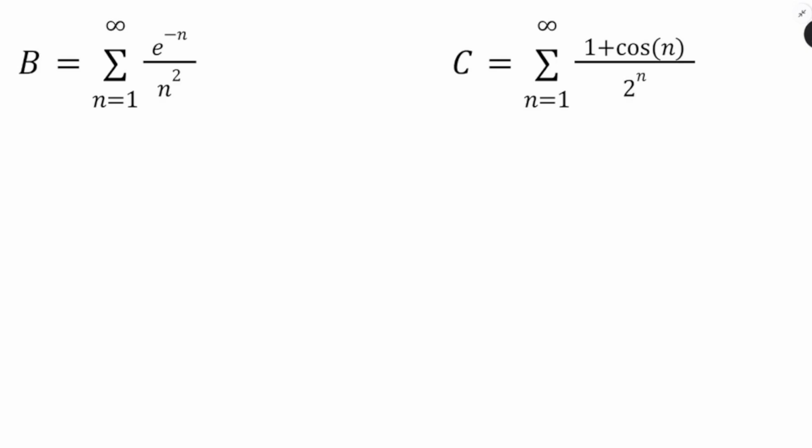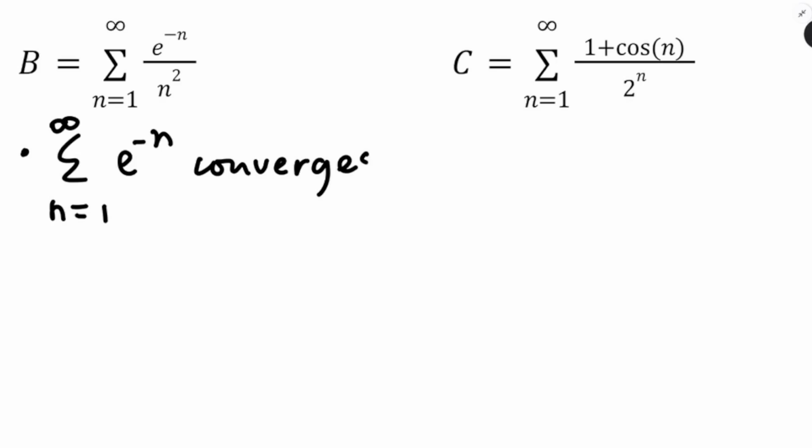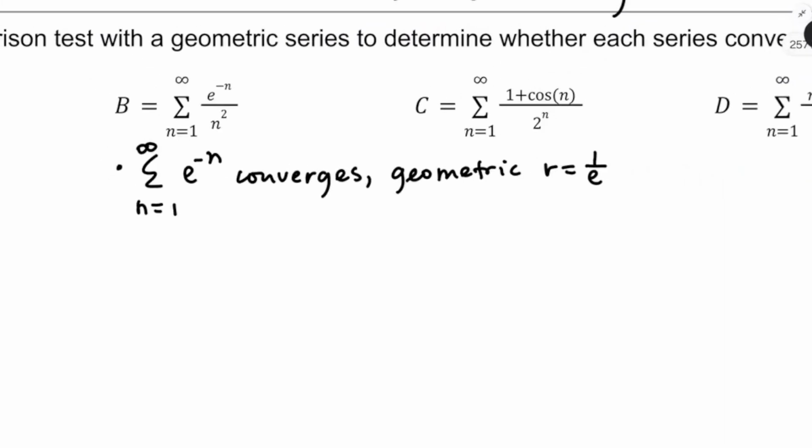All right, with this next one, it said just with the geometric series, and e to the negative n is a convergent geometric series. So I'm going to say e to the negative n converges. It's geometric with ratio equaling e to the negative 1, which is 1 over e, and the absolute value of r is less than 1.